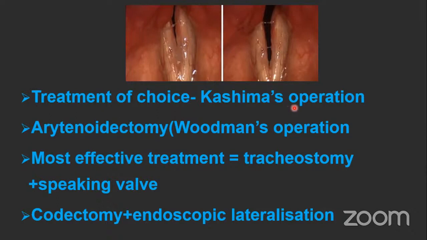If the patient is willing, the most effective treatment of bilateral vocal cord palsy is tracheostomy and a speaking valve. So this vocal cord, see here, is in the adducted position. There is no glottic space for this. Kashima's operation failure rate is very high. Even though it is the treatment of choice, the failure rate is very high. So the most effective treatment, if the patient is willing, is tracheostomy along with putting a speaking valve. Okay. Others I already told you: Woodman operation, cordectomy, endoscopic lateralization. You have to remember the most effective treatment and the treatment of choice. Okay.